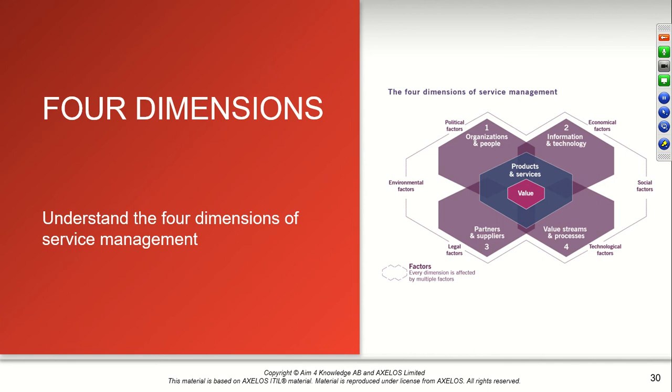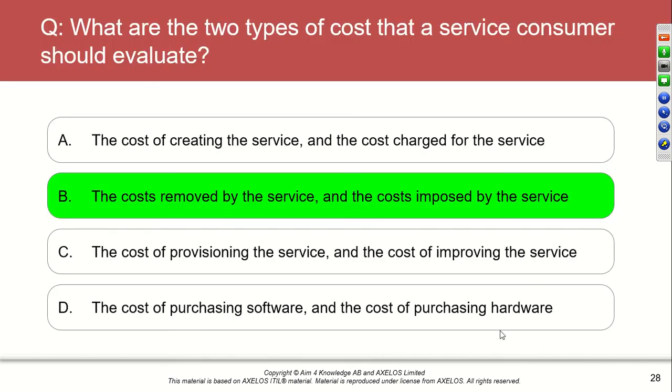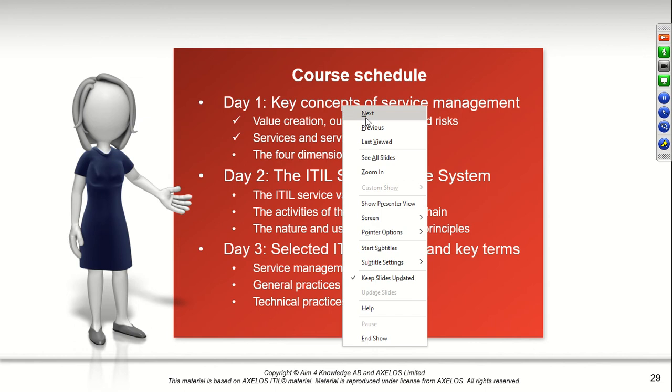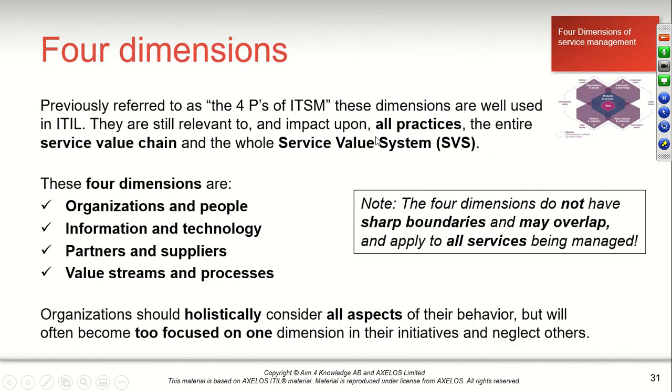All right. So yesterday we did talk about the four dimensions of service management, and we said this relates to the four P's that we had in the previous version, ITIL version 3. Then we looked at the different four dimensions, and we said these dimensions are organizations and people, information and technology, partners and suppliers, value streams and processes.